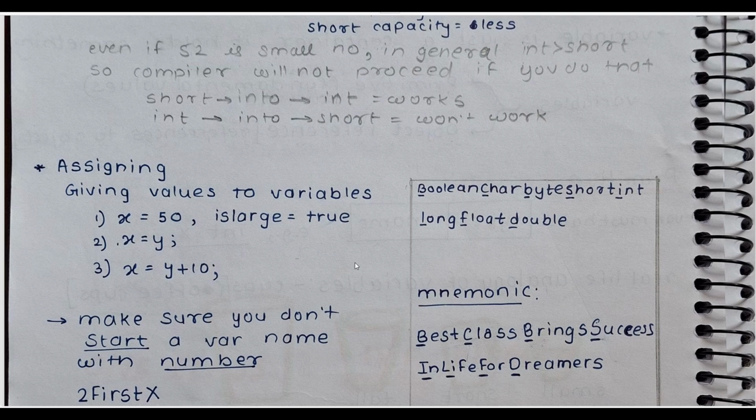Assigning simply means giving values to variables. Example: x = 50, isLarge = true, x = y, x = y + 10. So assignment can be direct or with expressions. Here the assignment is direct, x = 50. We are giving the value 50 directly to x. But here it is an expression, and whatever the value of y, that will be added with 10 and then it will be assigned to x.